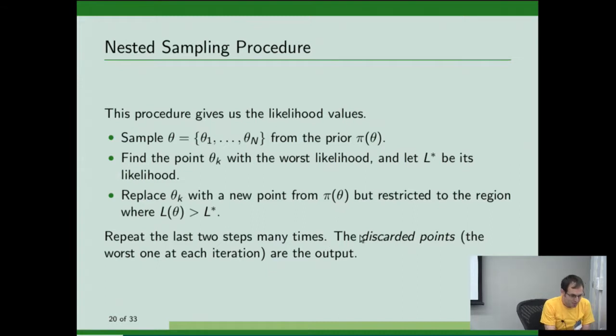Another point to remember is that the discarded points, the worst likelihood point at each iteration, actually are the output of the algorithm. It's not the points that remain that are the output. It's just the points that are selected as the worst and written to the disk.